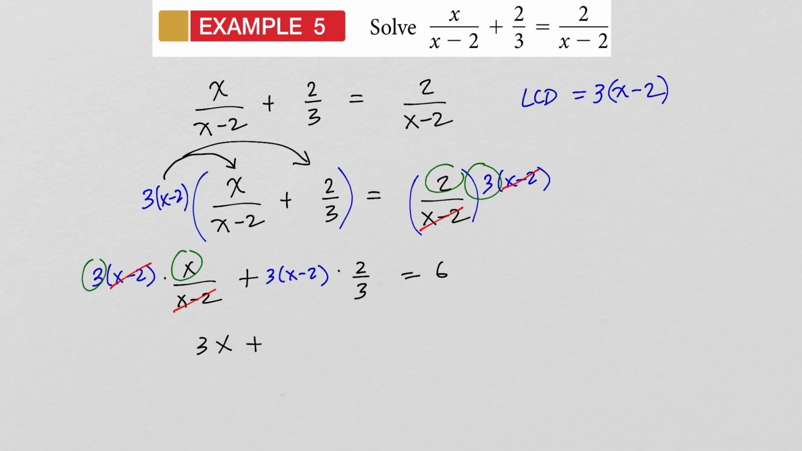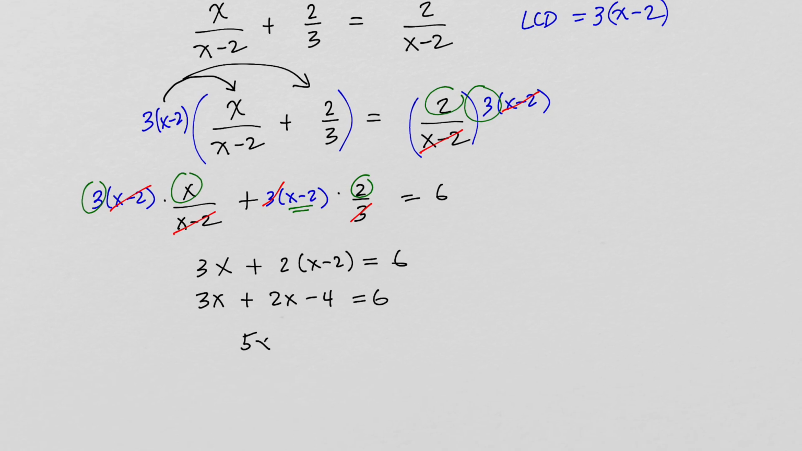Plus, here we also get cancellation. 3 cancels out, and we've got 2 times x minus 2. And again, on the right-hand side, we just have 6. And from here, it's pretty straightforward. Multiply out the parentheses. Combine like terms, we have 5x. If I add 4 to both sides, we get 10. And so dividing by 5, we end up getting x equals 2.